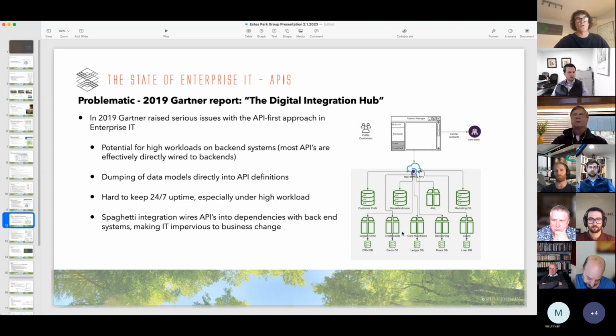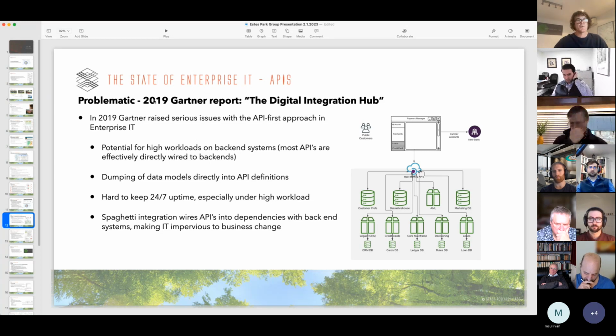Or at the very least, you're going to require upgrades in the back end in these core legacy systems to start serving that data. You find other problems, like people just dump the data models directly into the APIs, so there's no modeling going on. You can often find trouble keeping these things running 24/7. And as I mentioned, that's spaghetti. So this is actually a really serious problem.